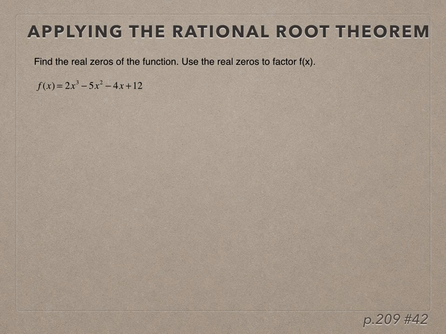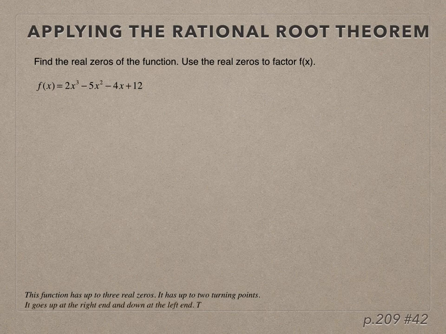Our function is a polynomial function f of x. It's a cubic, raised to the third power: 2x cubed minus 5x squared minus 4x plus 12. Because this is a degree 3 polynomial function, it will have up to 3 real zeros. The maximum number of turning points is 1 less than the degree, so this one will have up to 2 turning points. As far as end behavior goes, it's an odd function, so the ends don't match. My leading coefficient is positive.